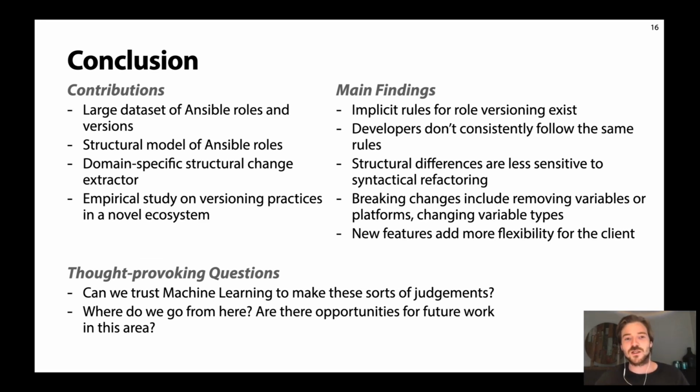To quickly recap our contributions, we gathered a large dataset of Ansible roles and their accompanying versions. We also created a structural model for these roles and created a domain-specific structural change extraction algorithm that is able to detect more than 40 different change types happening between these role versions. Finally, of course, we did an empirical study on the versioning of these roles in a completely novel ecosystem, which, to the best of our knowledge, nobody has ever considered before.